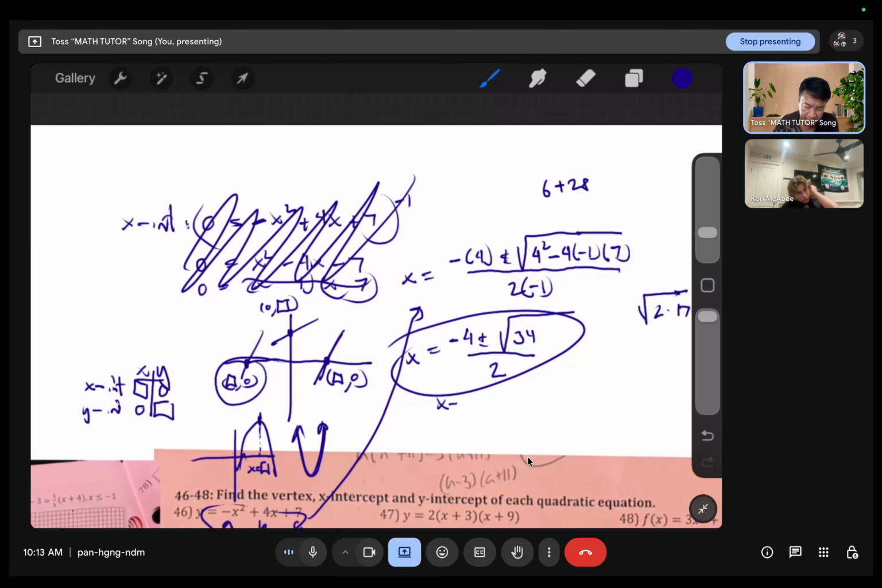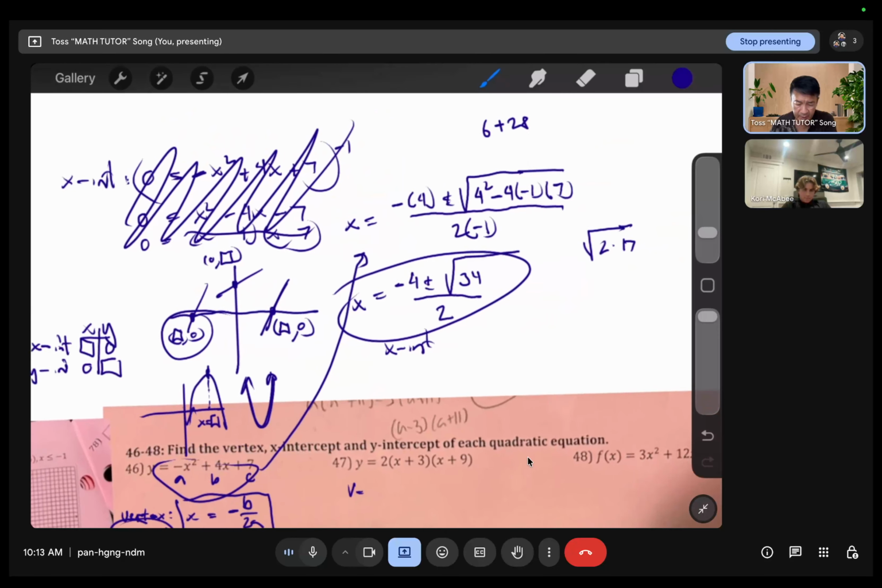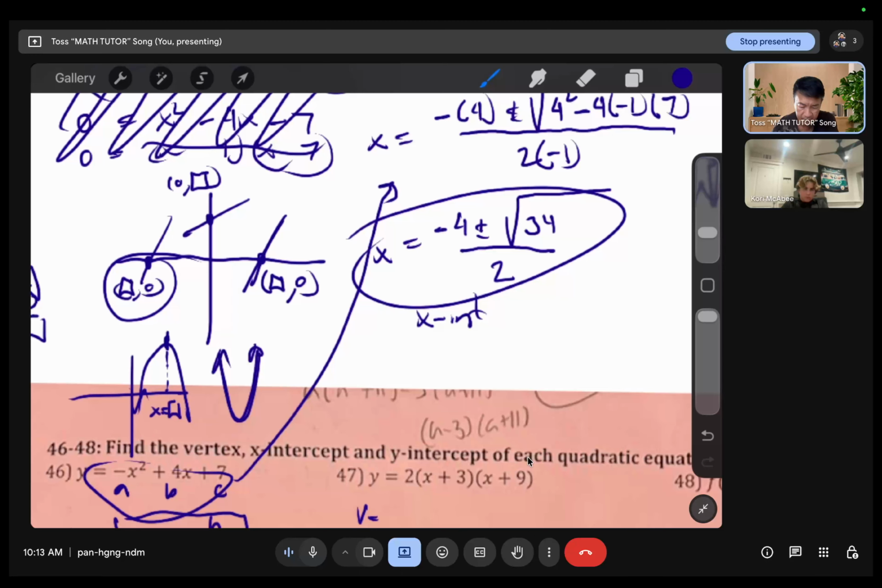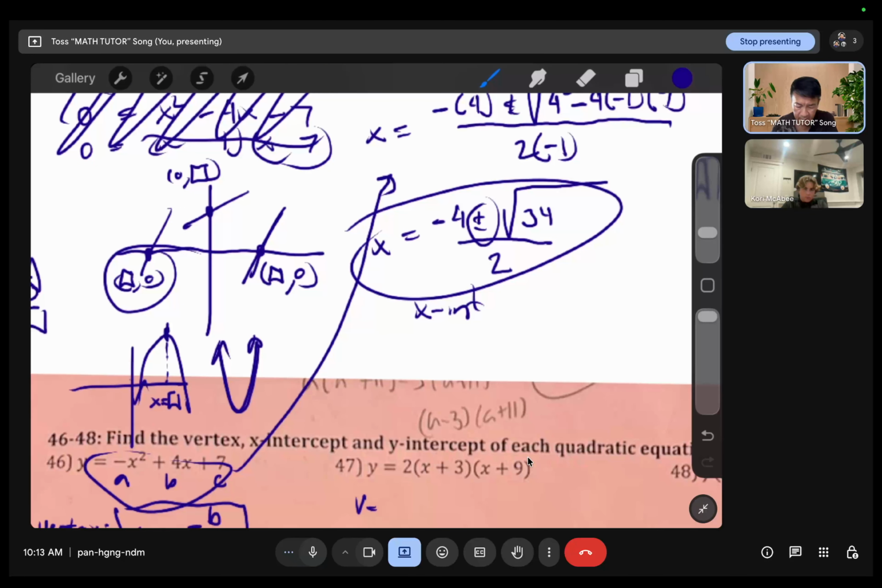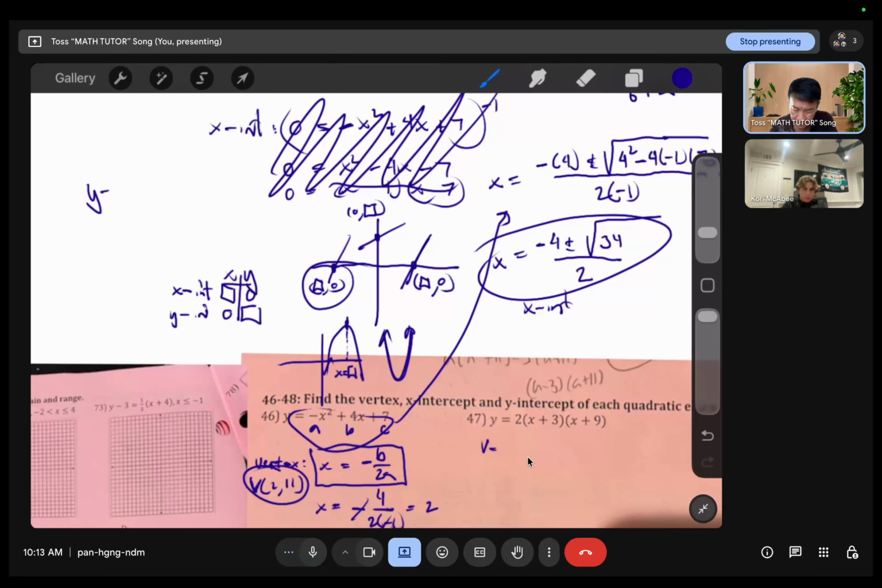You can label that x-int again if you need to. Yeah, you can't simplify that further. So leave it like that. There's 2 answers, you know, the plus and minus one. Right, for y-intercept, I'll do it over here.